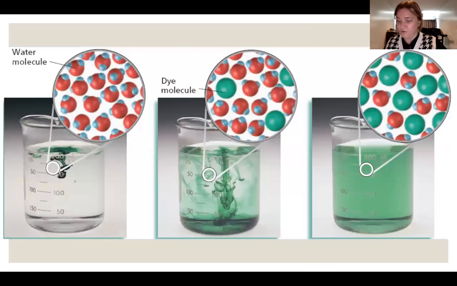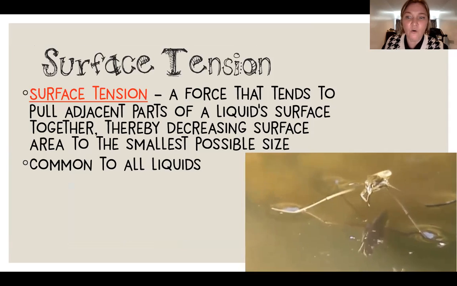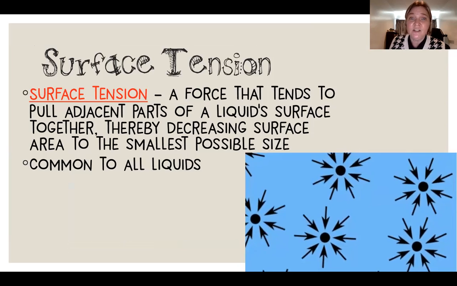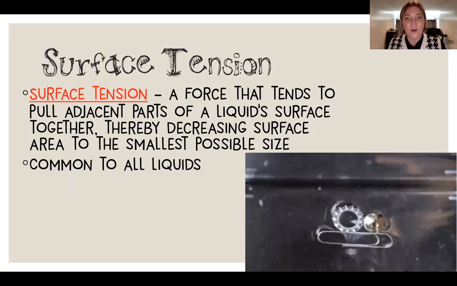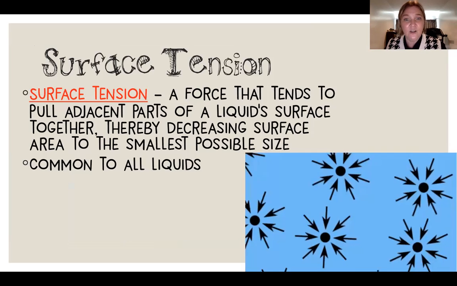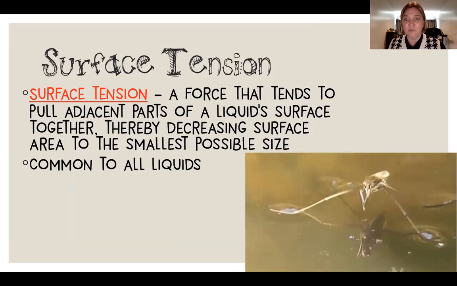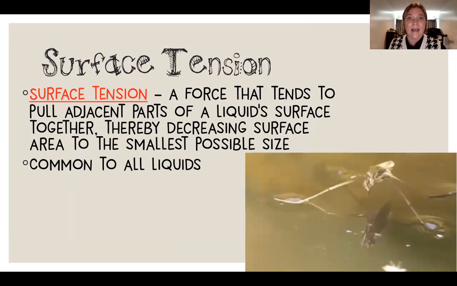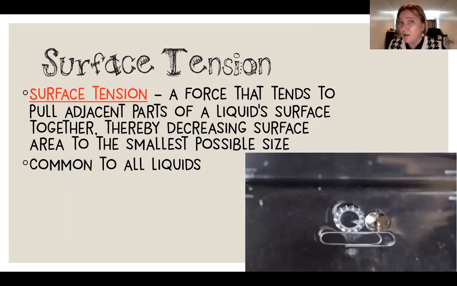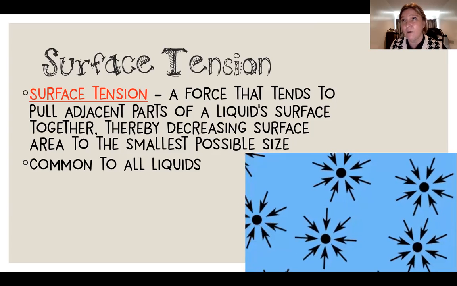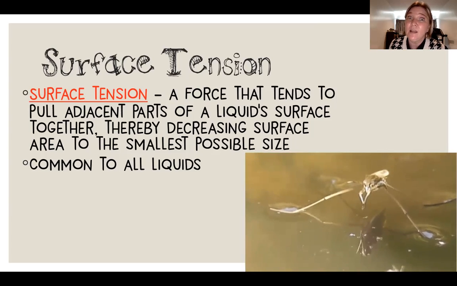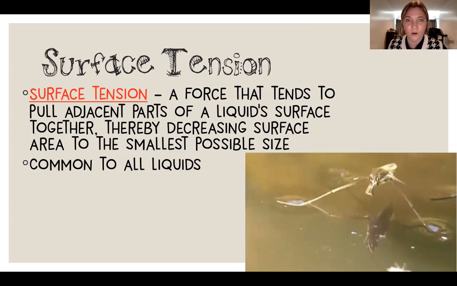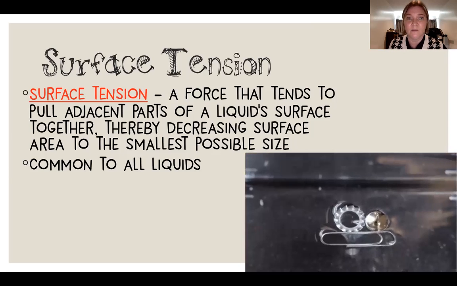So that's diffusion. One of the really cool properties of a liquid is surface tension. Surface tension is a force that pulls adjacent parts of a liquid surface together, decreasing the surface area to the smallest possible size. This is common to all liquids, but of course, water has the addition of what? Why is water different? I want you to think of one or maybe two words. Polarity or polar bonds. Because water is highly polar, of course, water is going to show an enormous amount of surface tension.